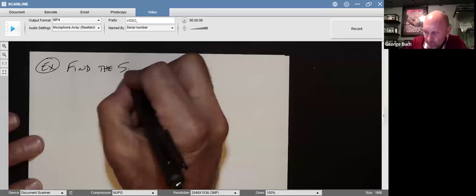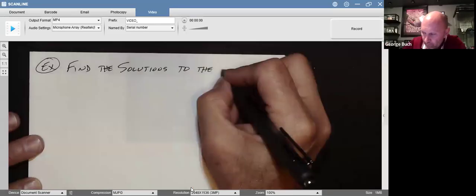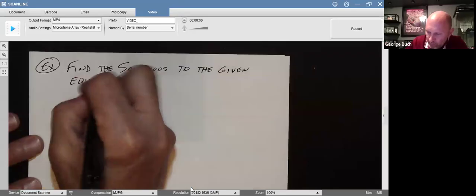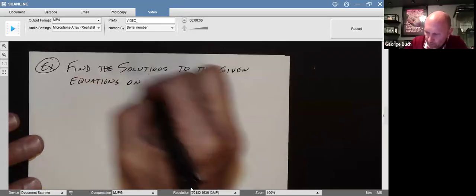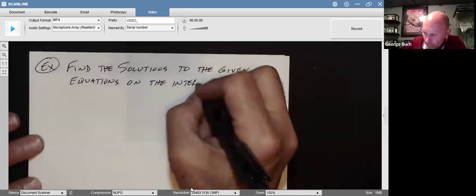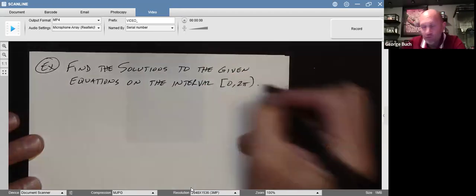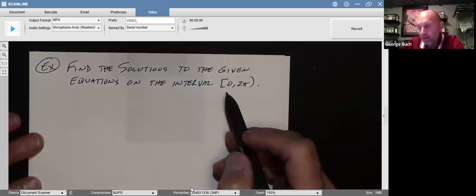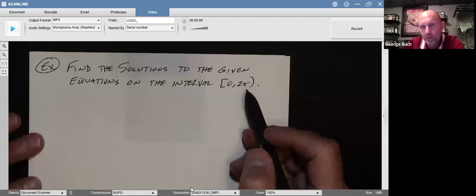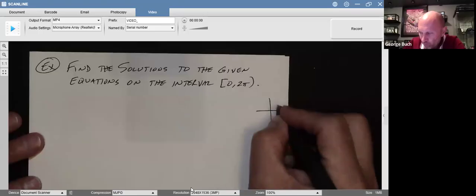So find the solutions to the given equations on the interval 0 to 2 pi. So again, you see 0 has the bracket, so 0 could be in our answer. If we get something that could be 2 pi, we don't include it because that's got the parenthesis. So we're only talking about one time around the unit circle and stopping.